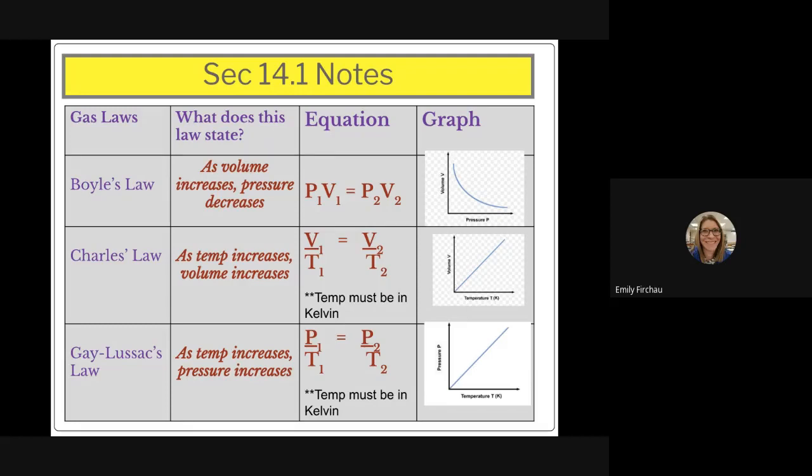This piece is important. Whenever you have temperature, it always has to be in the Kelvin scale. So you always have to change temperature to Kelvin.